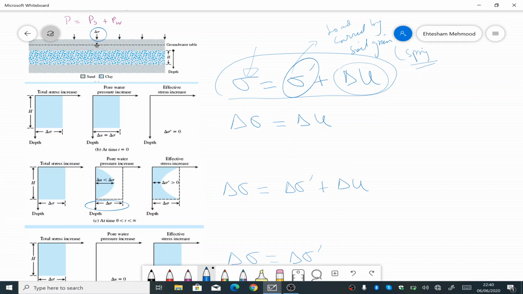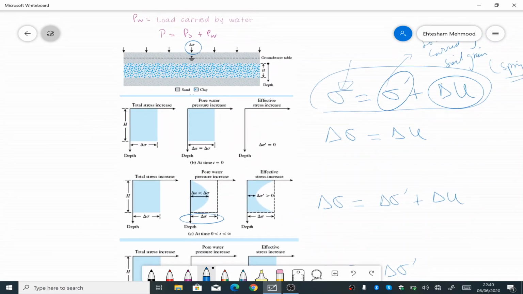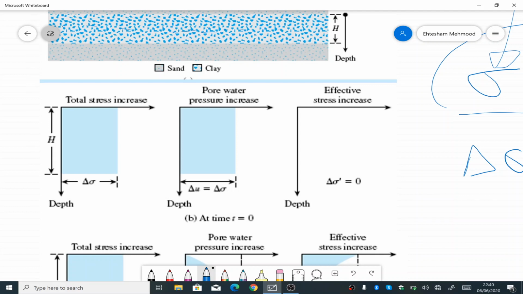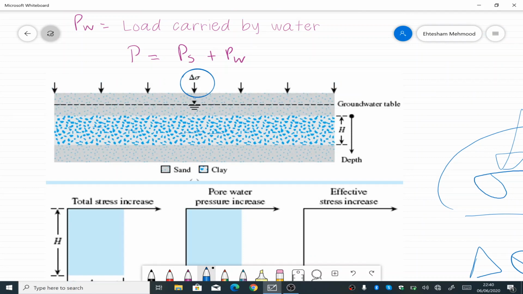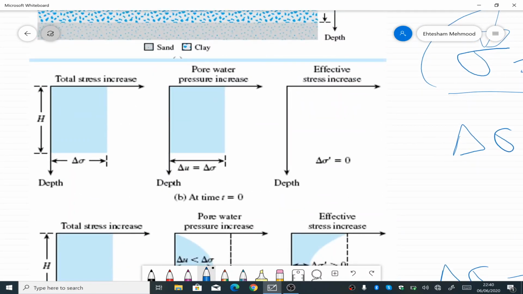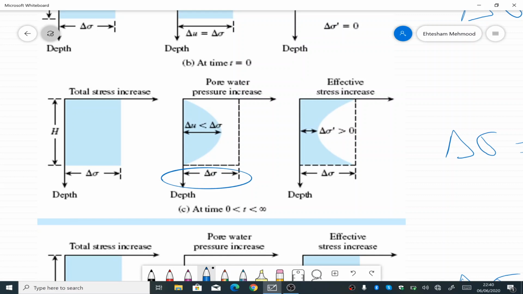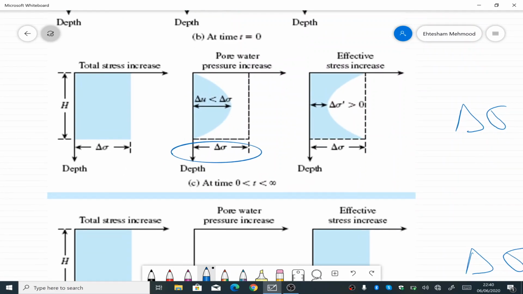Coming back to the diagram here, at time t equal to 0, the total stress increase is equal to delta sigma, the load applied, and the pore water pressure increase is equal to delta sigma, the total stress increase, and effective stress is 0 because there is no water moving out and all the load is initially carried by the water.